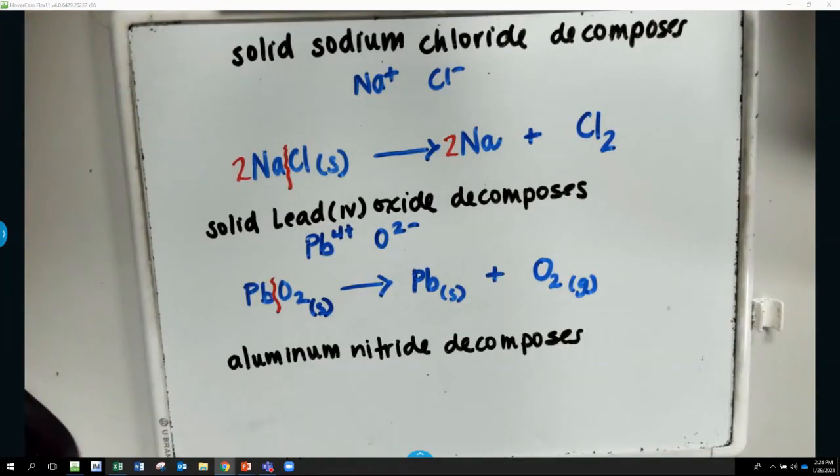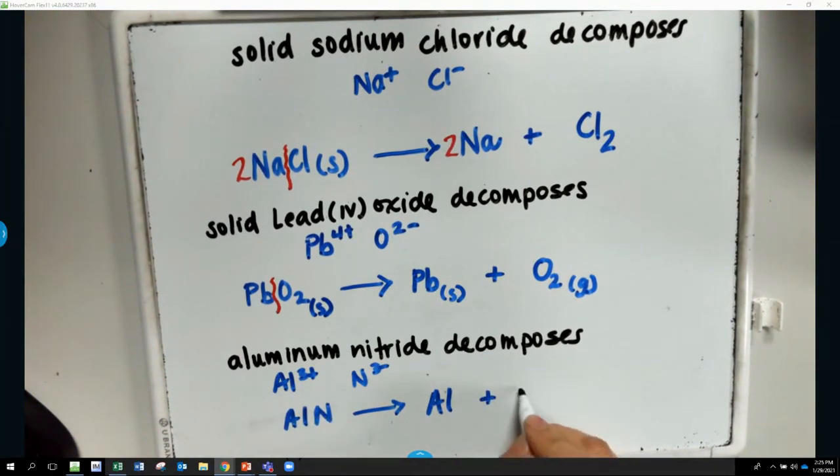The last one we're going to do is aluminum nitride decomposing. Well, we know that aluminum is a +3, and nitride is a -3, N3-. So if we were to put those together, we get AlN once we've balanced our charges. This is going to decompose. So you're going to decompose to aluminum. It is monoatomic, so it's just Al plus nitrogen. But nitrogen is diatomic, so you must write an N2.